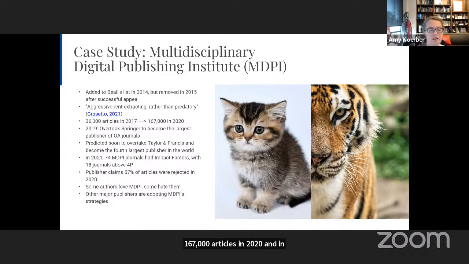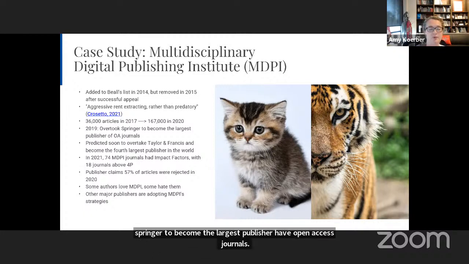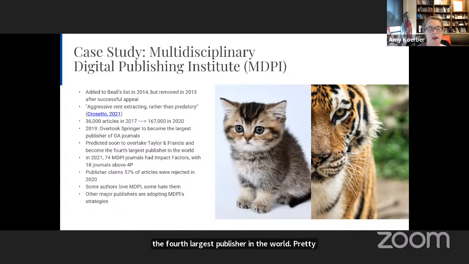And in 2019, they overtook Springer to become the largest publisher of open access journals. Some sources predict that they will overtake Taylor and Francis and become the fourth largest publisher in the world pretty soon. The other thing you cannot argue with is that they've got so many journals, and as of 2021, 74 of their journals had impact factors, with 18 of these above 4. The publisher claims that they had a 57% rejection rate. And like I said, it's a real love-hate. You can find stories all over the internet of people that love them because of their fast turnaround time, and other people that hate them and say, oh, they're spamming me, they're predatory, whatever.